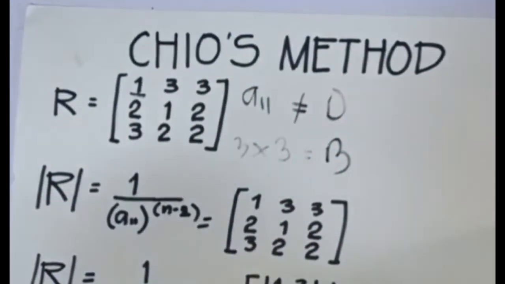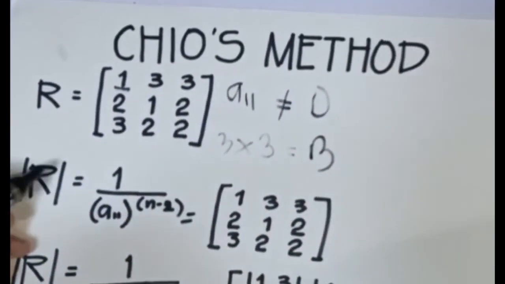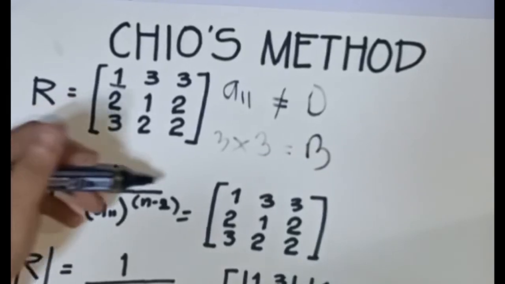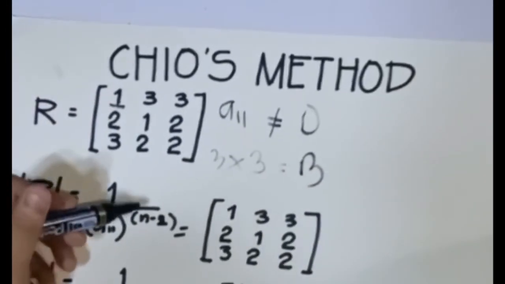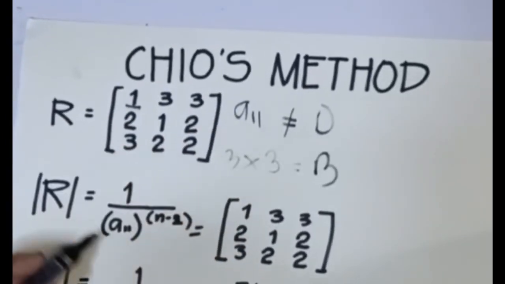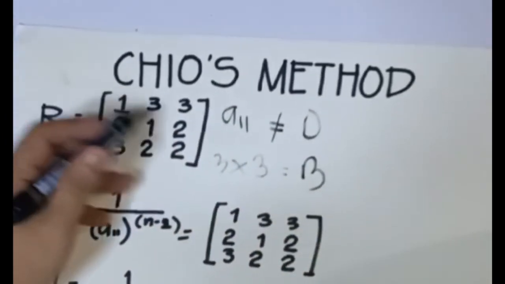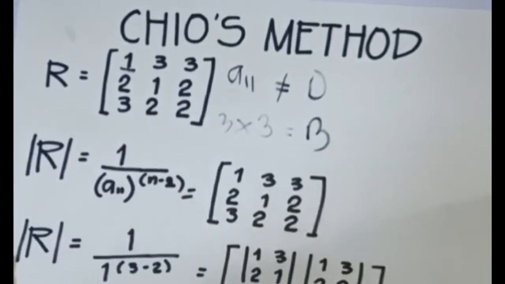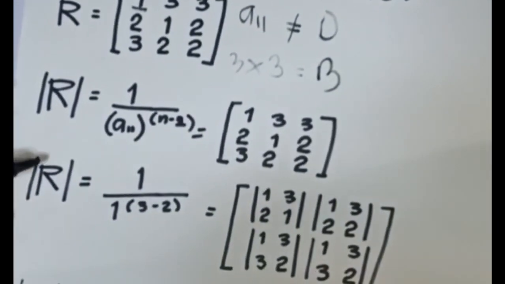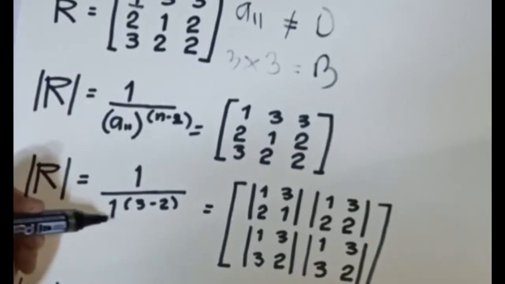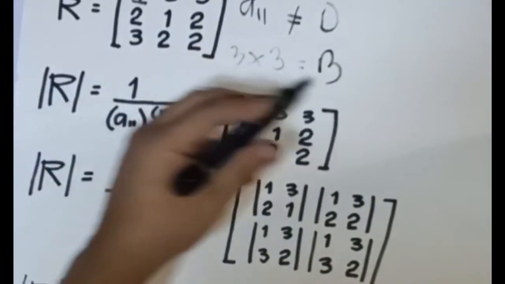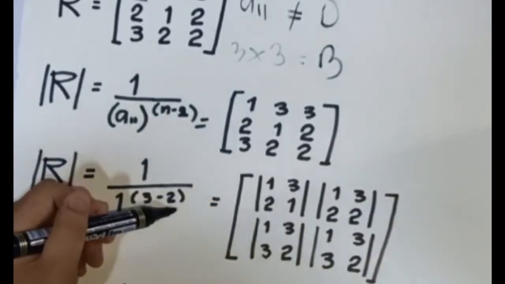So the determinant for R is equal to the formula 1 over the first element, which is 1, raised to n, which is 3, minus 2. And then we will copy the given elements. So in solving the determinant for R, first is equal to 1 over the first element, which is 1, the n, which is 3, and the 2 here is a constant number.